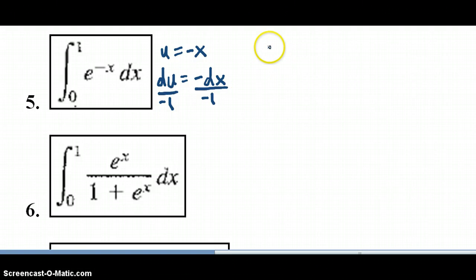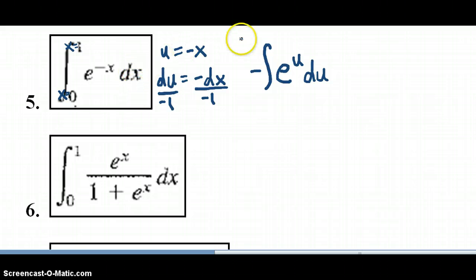So when I rewrite my integral, it is e to the u power, and it's not just du, I've got that negative out front. And then I have a decision to make. I can either change my limits, which currently are in terms of x. I can change those to be in terms of u, so that I do not have to do any more substitution, and I can just integrate and evaluate. And that's the way I'm going to do it.